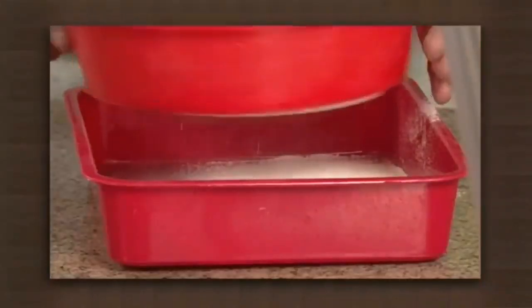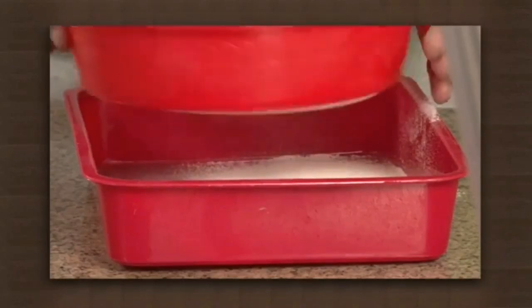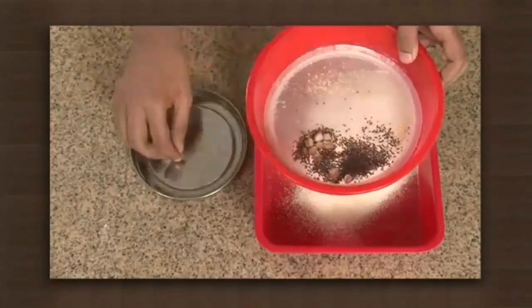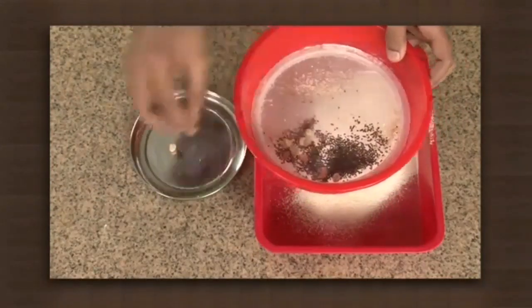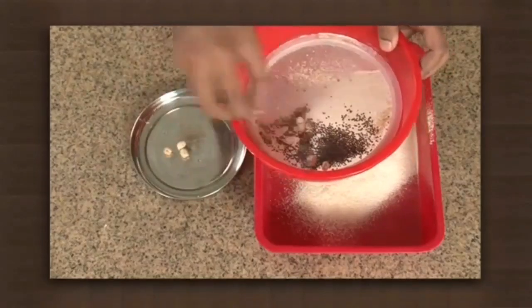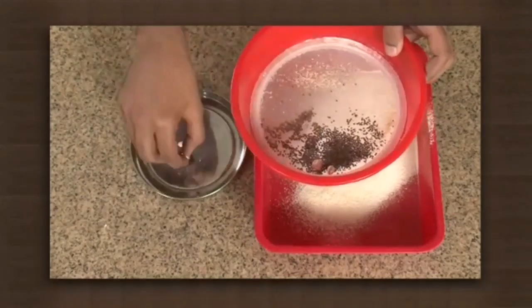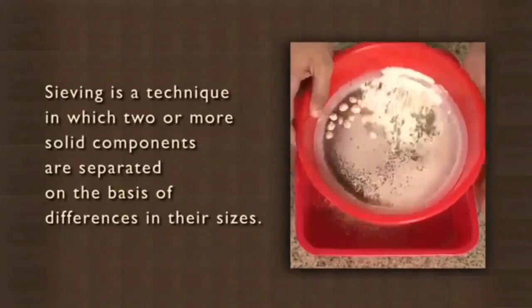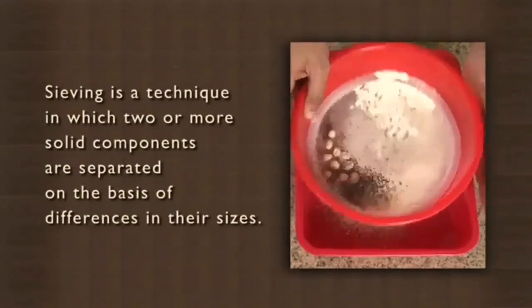Since flour particles are smaller than the holes in the sieve, they fall to the tray, leaving mustard seed and Bengal gram in it. To separate the Bengal grams, we can just handpick them from the mixture as the grain size is big enough. So we just saw how we can use sieving and handpicking to separate objects from each other. Sieving is a technique in which two or more solid components are separated on the basis of differences in their sizes.